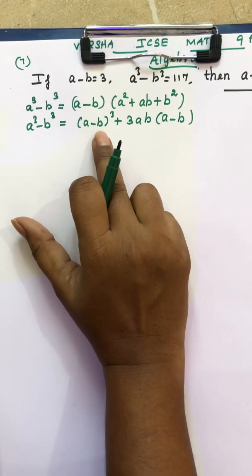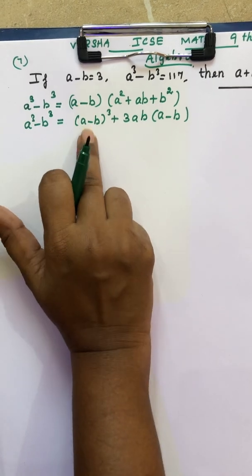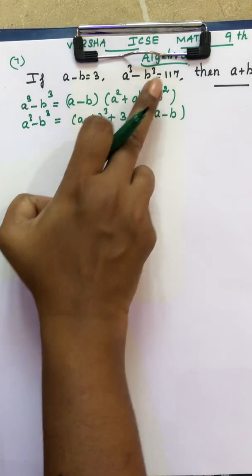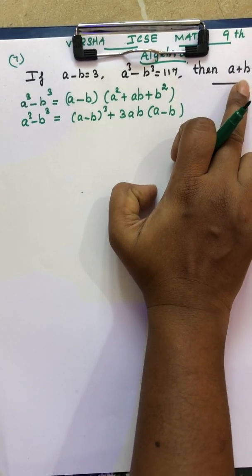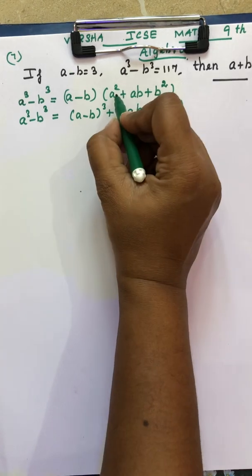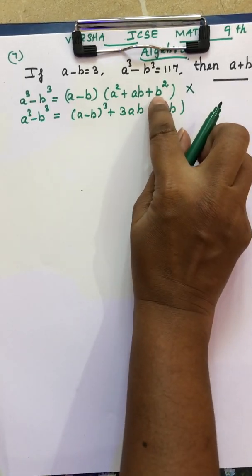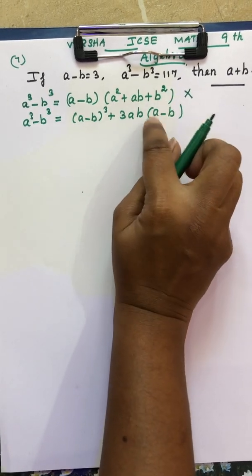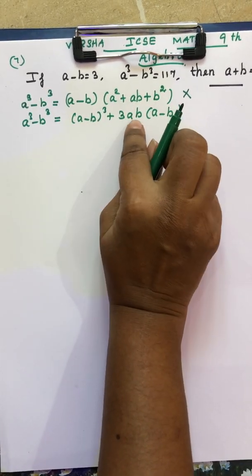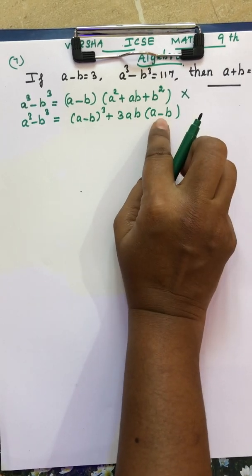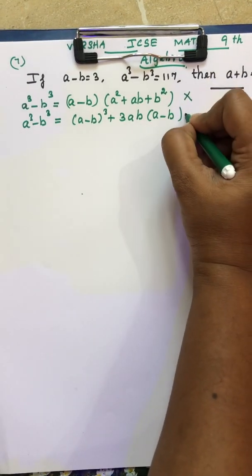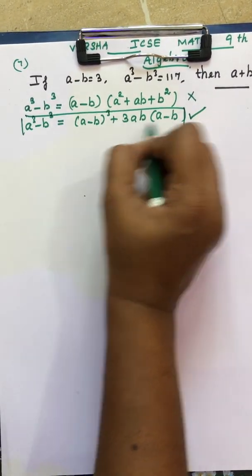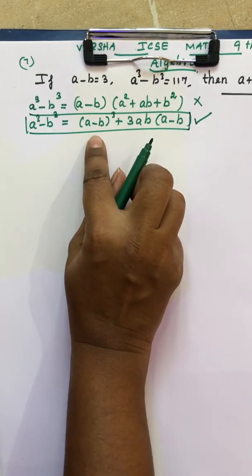In the first formula, a minus b is given and a cube minus b cube is also given, but there is a plus b term with the square terms a square and b square, so it is not suitable for our sum. In the second, a minus b and a cube minus b cube are given, and we can find ab. So this is the suitable identity for us. First we have selected the right identity.